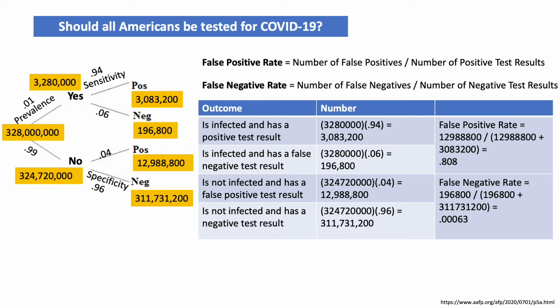So when calculating the false positive rate, we take the total number of false positives and divide by the total number of positive test results, and we get 0.808. To calculate the false negative rate, we take the total false negatives and divide by the total number of test results, and we get 0.00063, very small.